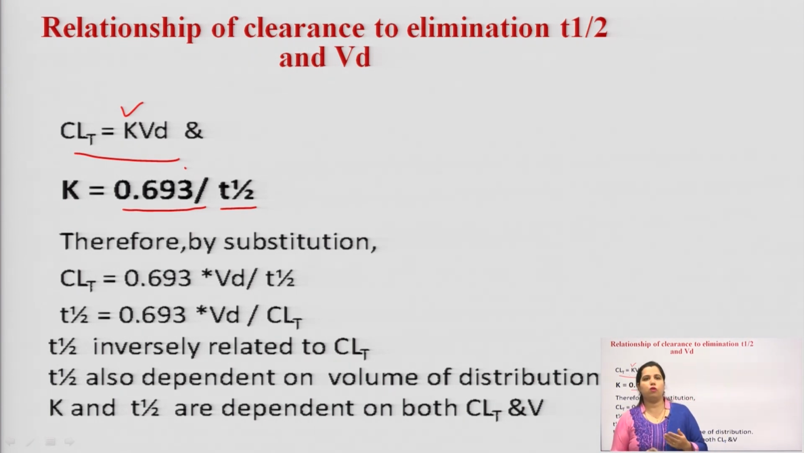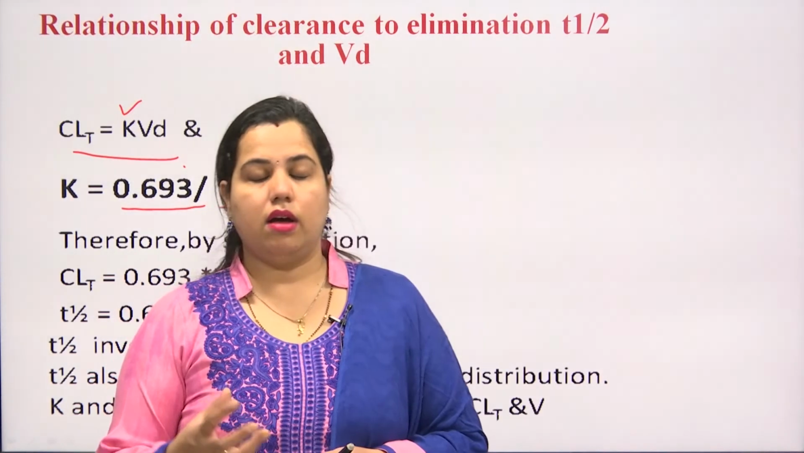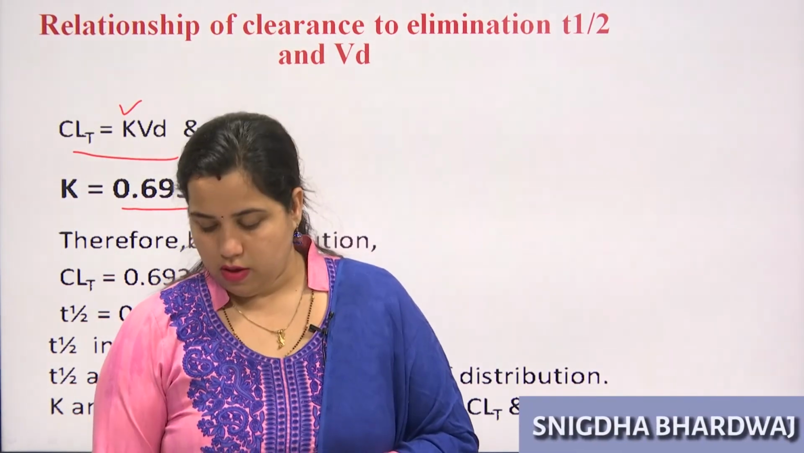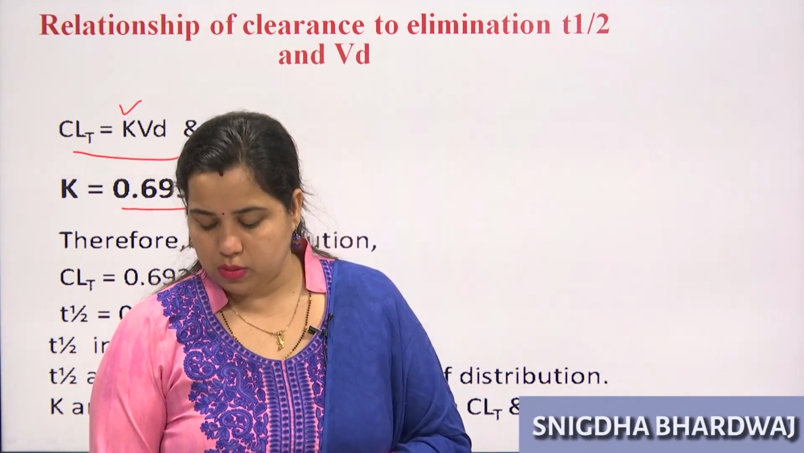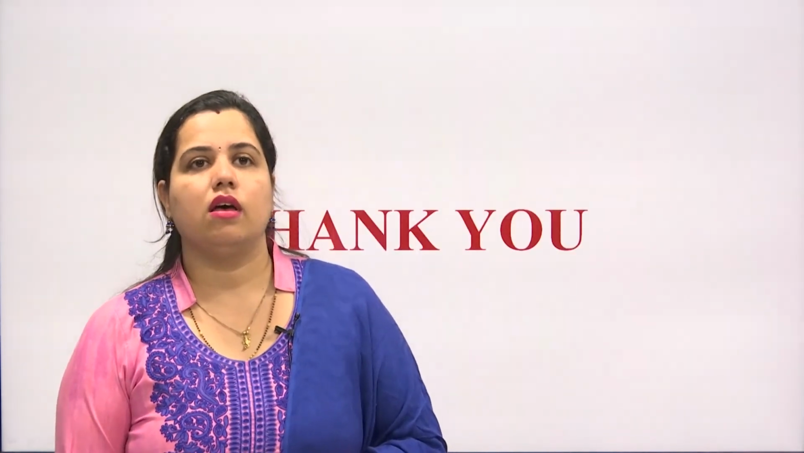So, T half is also dependent on volume of distribution, and K and T half are dependent on both CLT and volume of distribution. This is how we can calculate the relationship of clearance with volume of distribution and T half. These are references.